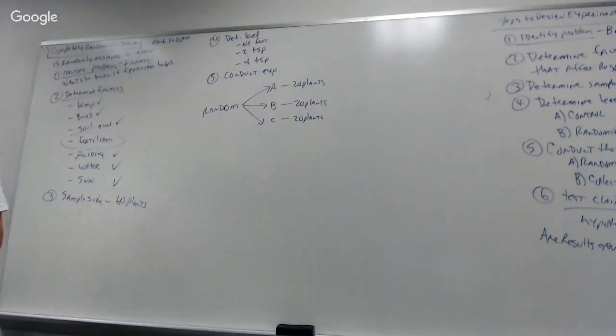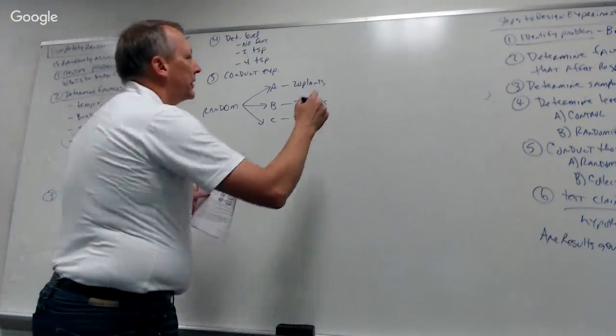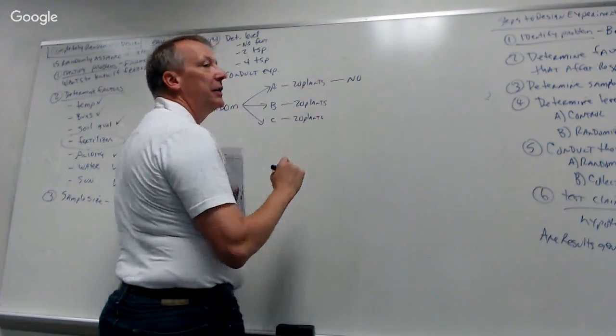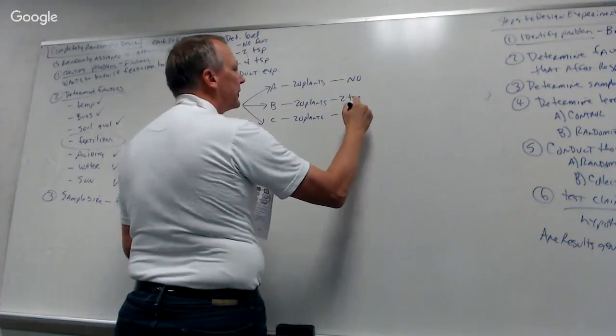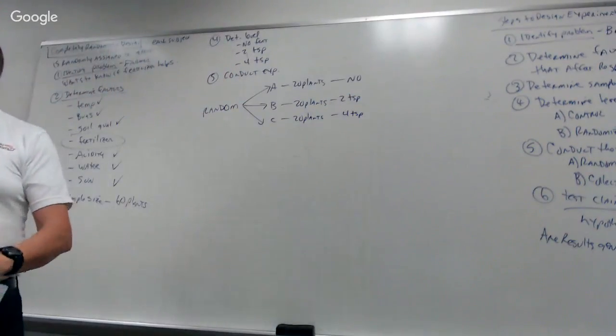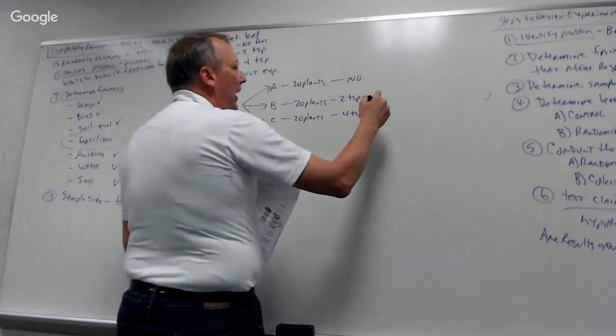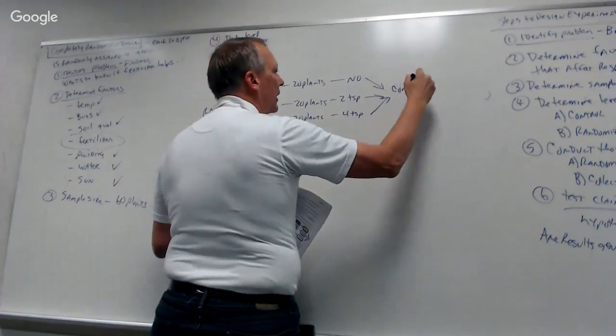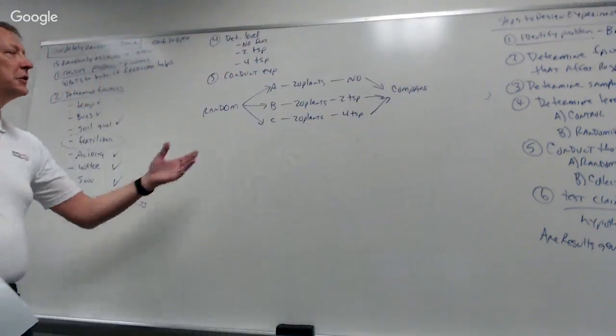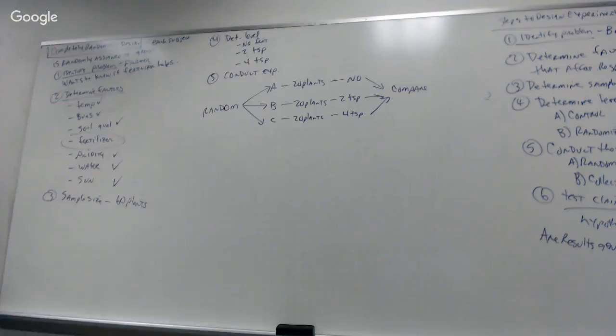Okay, and then we're going to initiate our treatment. This one's going to have no fertilizer. This one's going to have 2 teaspoons of fertilizer. This one's going to have 4 teaspoons of fertilizer. Okay, we'll grow them, and then at the end, we will compare the results. Okay, so this would be a nice diagram for a completely randomized design. Okay, does that make sense?